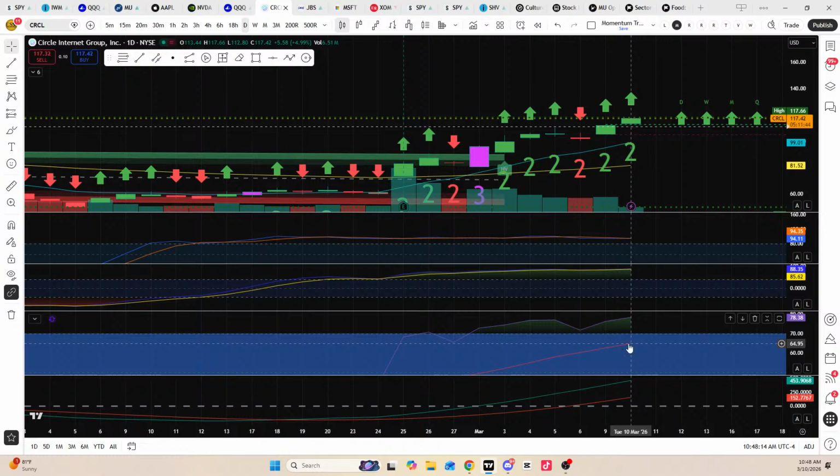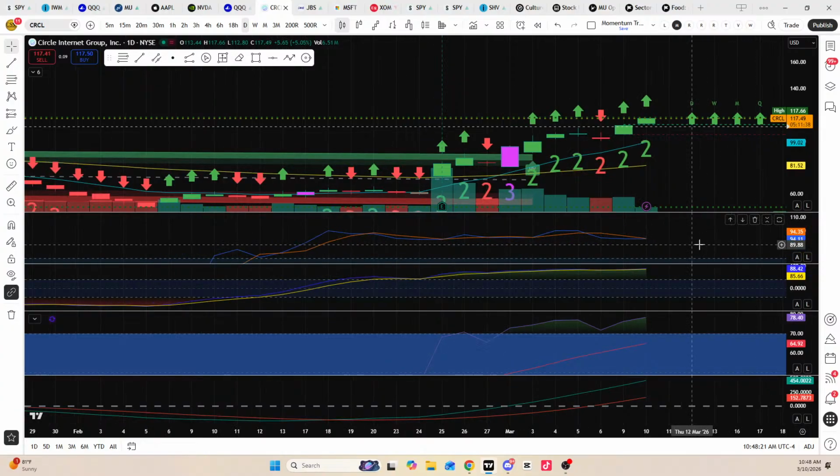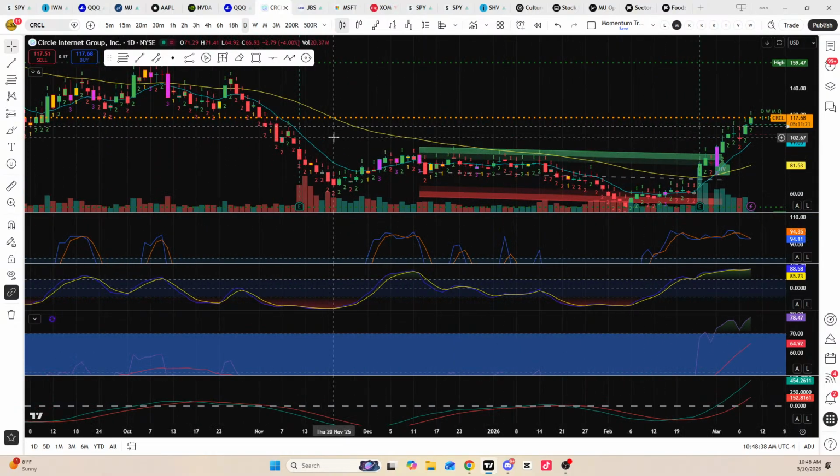here, this baseline momentum. And this short-term momentum indicator has been flopping like a fish up and down above the line for the last couple days since March 3rd. So the last cross we had was a cross down, but now it's getting ready to cross back up. That could mean Circle could push up to 120.